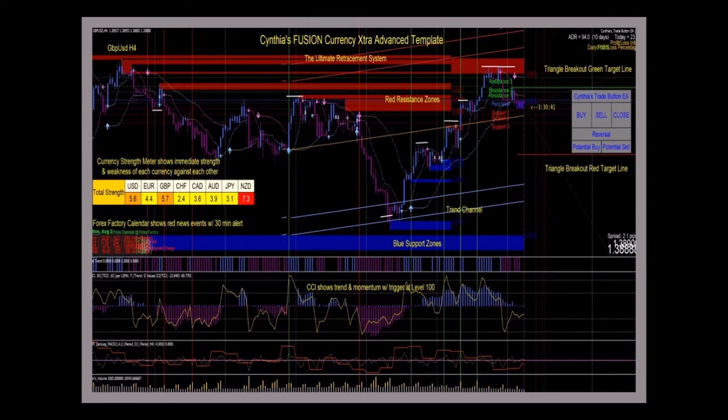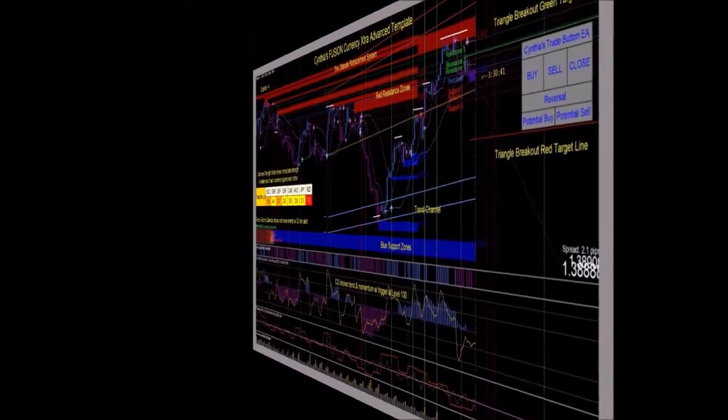And in the PDF, there's lots of training videos to teach you how to use this. Once you understand it, it's very simple. And at a glance, you can see what currency pairs are starting to move. So it helps you find things to trade. It also includes the Forex Factory Calendar Red News Alert.